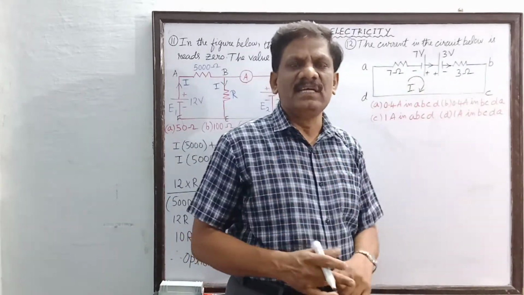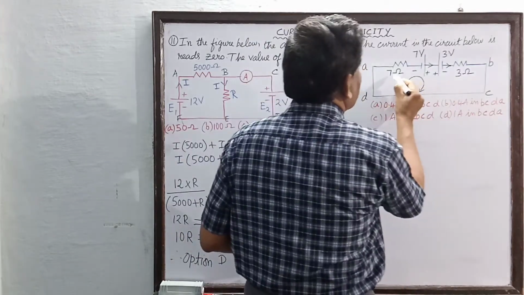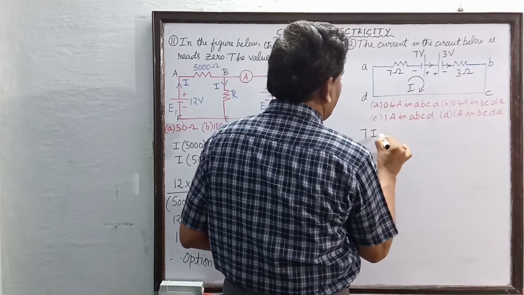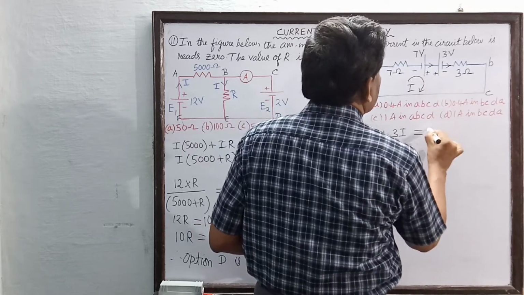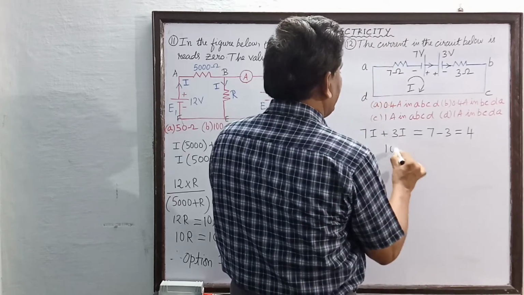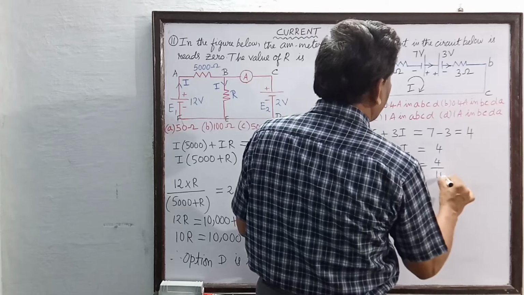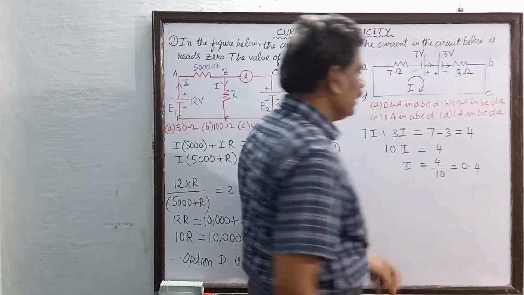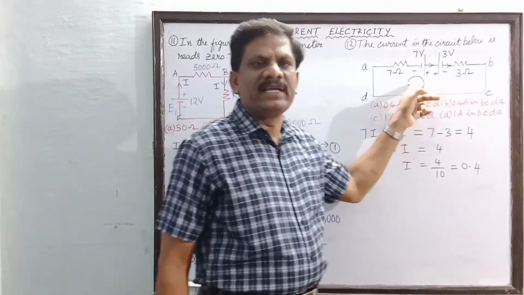So applying Kirchhoff's second rule or voltage rule, I am going to apply 7I plus 3I is equal to 7 minus 3, that is equal to 4. So 10I is equal to 4. So I is equal to 4 by 10, equal to 0.4. I have assumed that the current is flowing in the clockwise direction.